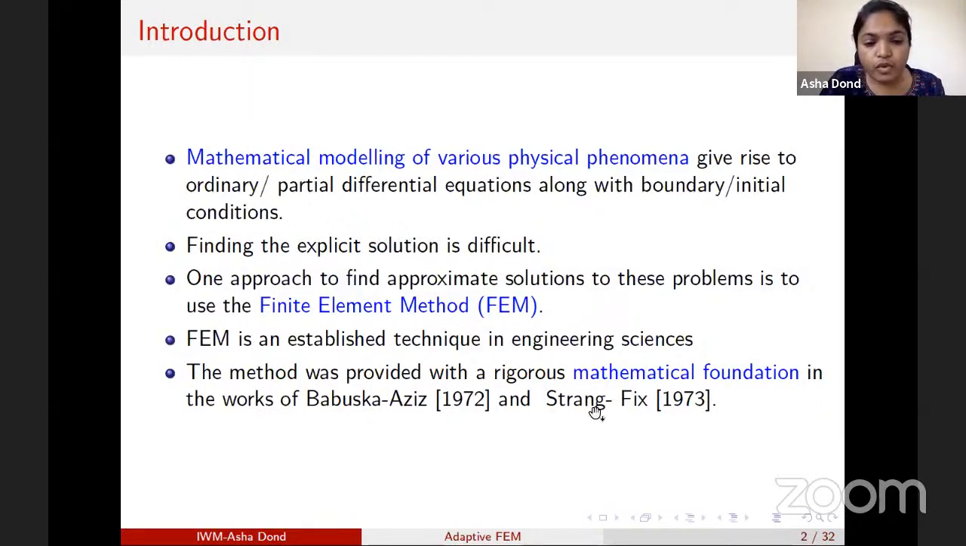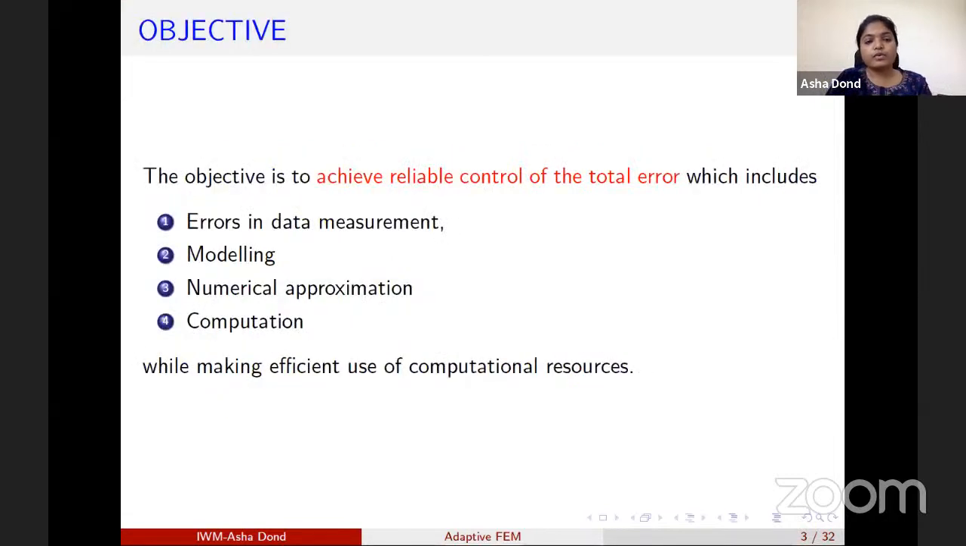So what kind of questions do we try to answer in finite element analysis? The main objective is to obtain reliable control of the total error. The total error means that error can occur from data measurement, or from the modeling, or from numerical approximation and computation. And we also have to give some algorithm to find this optimal error control using efficient use of our computational resources.